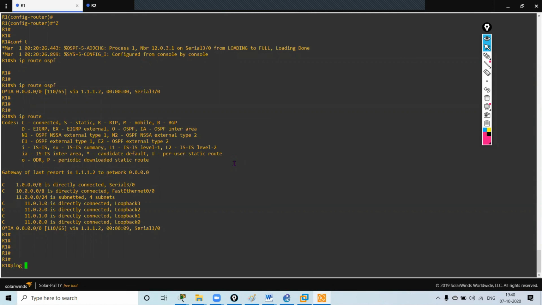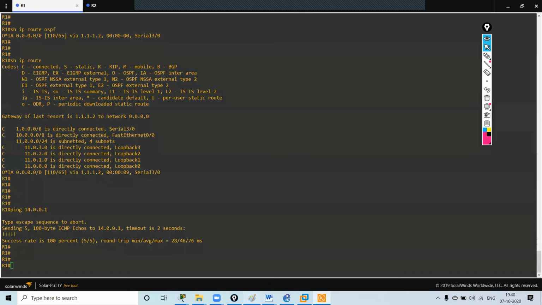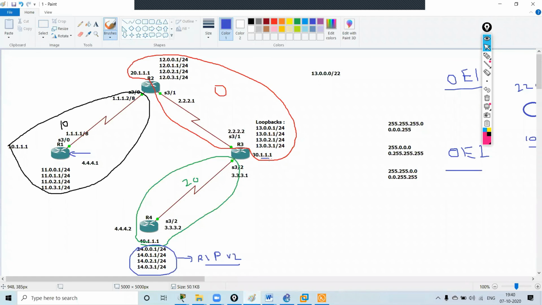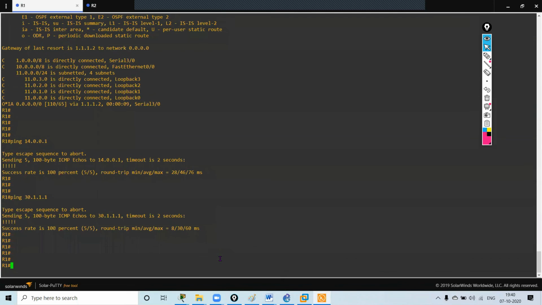If I try to ping 14.0.0.1, I am able to ping. If I try to ping the 30 network, the LAN 30.1.1.1, still I am able to ping. But from the routing table, the OIA routes have been removed. The OIA routes have been removed. Understood?